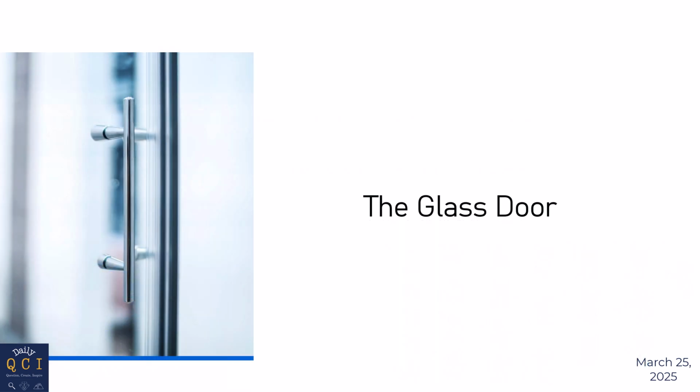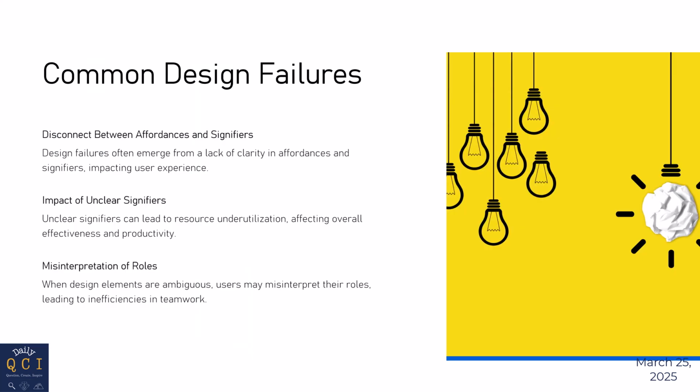So I talked about the glass door. If we have this glass door and it clearly has a handle, maybe even a label that says pull, we know exactly what that needs to do. Common failures: we have a disconnect between our affordances and signifiers. Really common with core values, where we have a list of core values, we might even have definitions, but we haven't stated what behaviors are attached with those. And so people get to interpret that on their own. And people have different interpretations.